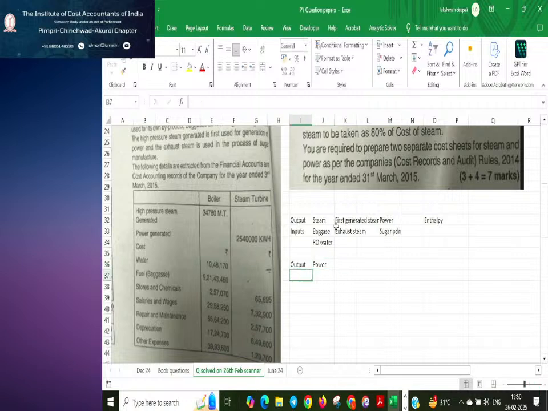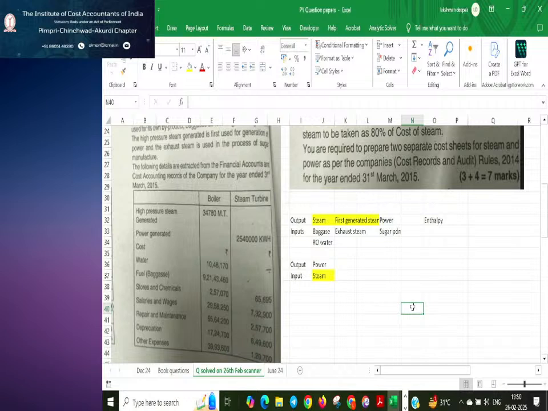Okay. So इसके लिए input क्या है? Steam. From where does this steam come? Over here. So you got to match these two things. So कैसा है? Steam का output will be allocated to power and to sugar production. Are you able to understand?